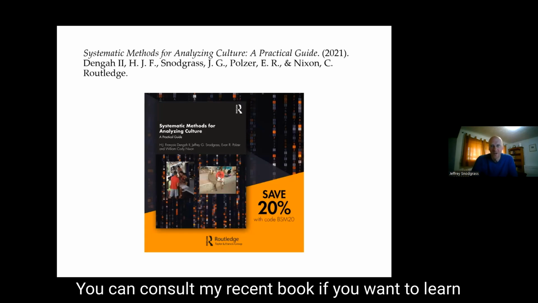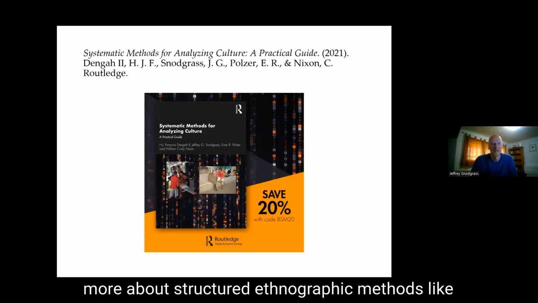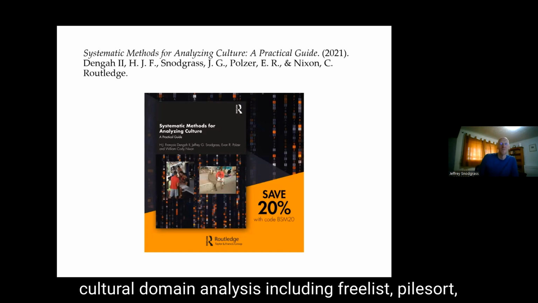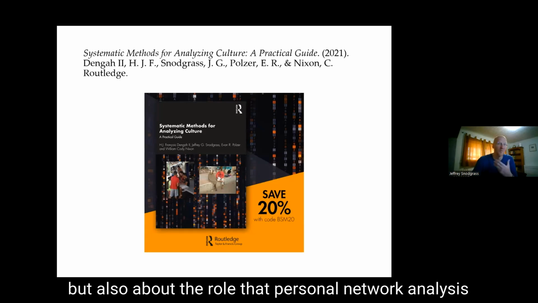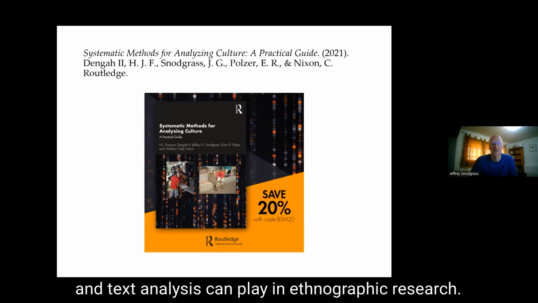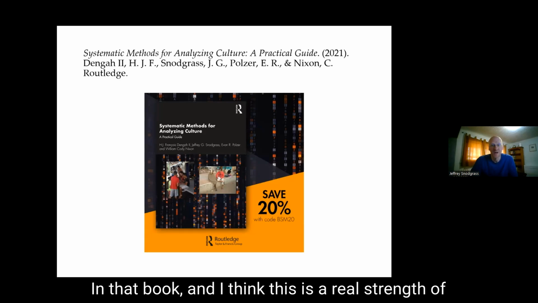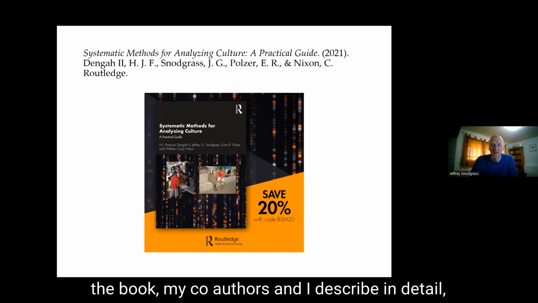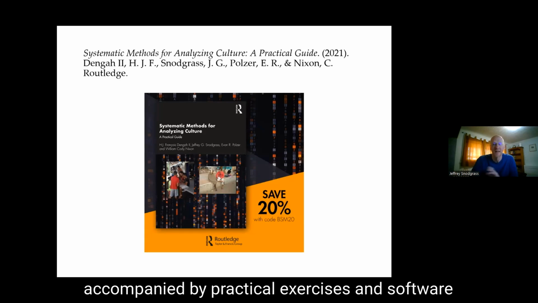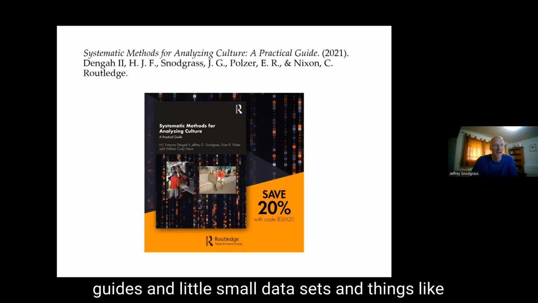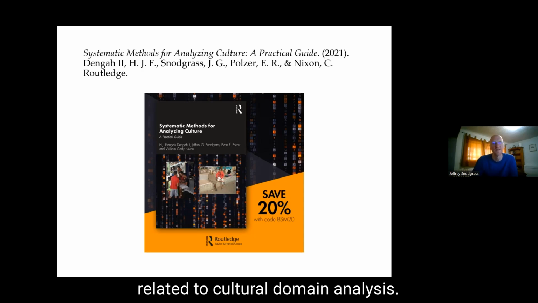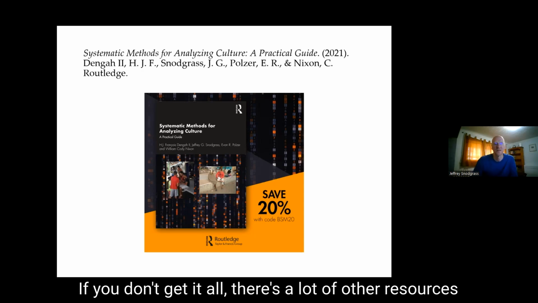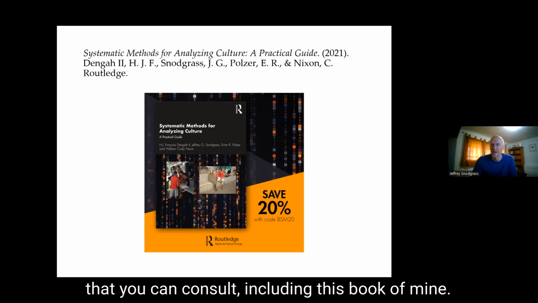You can consult my recent book if you want to learn more about structured ethnographic methods like cultural domain analysis, including free list, pile sort, and what's referred to as cultural consensus analysis, but also about the role that personal network analysis and text analysis can play in ethnographic research. In that book, and I think this is a real strength of the book, my co-authors and I describe in detail, accompanied by practical exercises and software guides and small data sets and things like that, how to do all of what I described today. I'm going to run through some things related to cultural domain analysis. If you don't get it all, there are a lot of other resources that you can consult, including this book of mine.